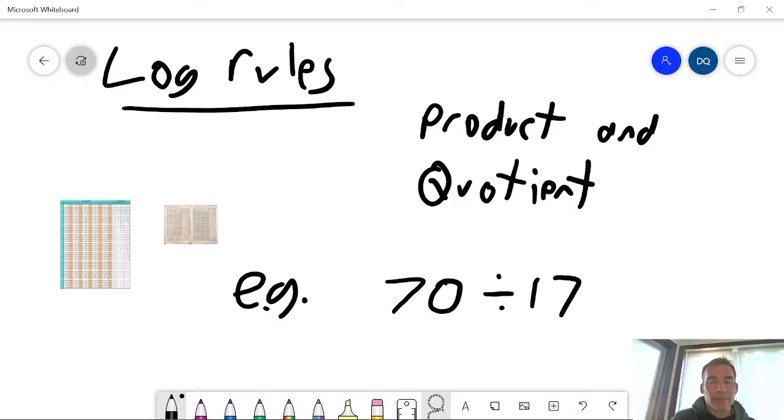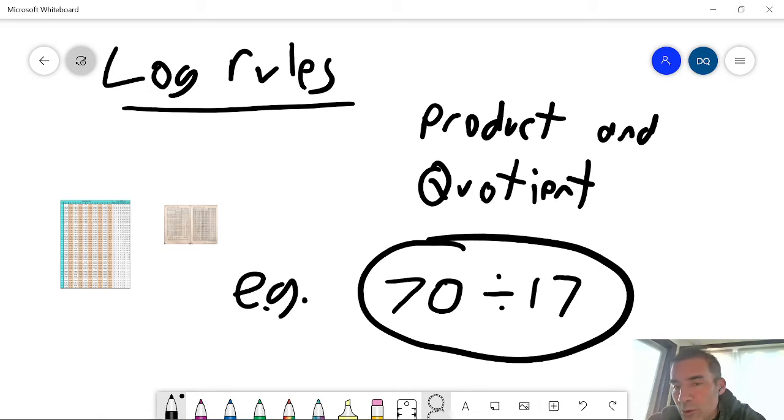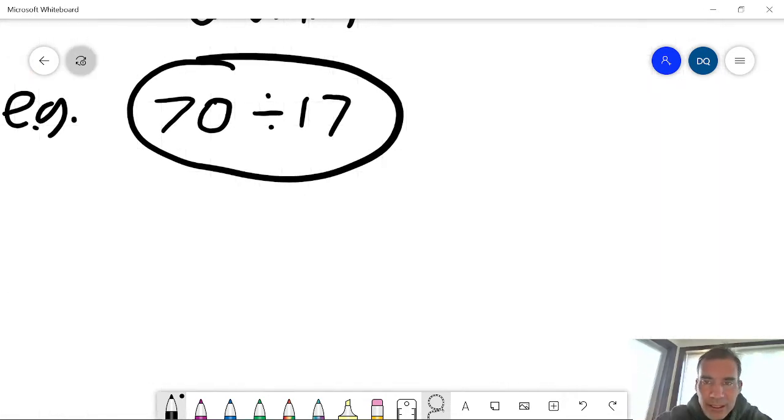Log rules. So I'm going to show you the product rule and the quotient rule today, and I'm going to illustrate this with an example. Suppose you want to do 70 divided by 17, and you want this accurate to 4 decimal places. Now, you know how to do that.